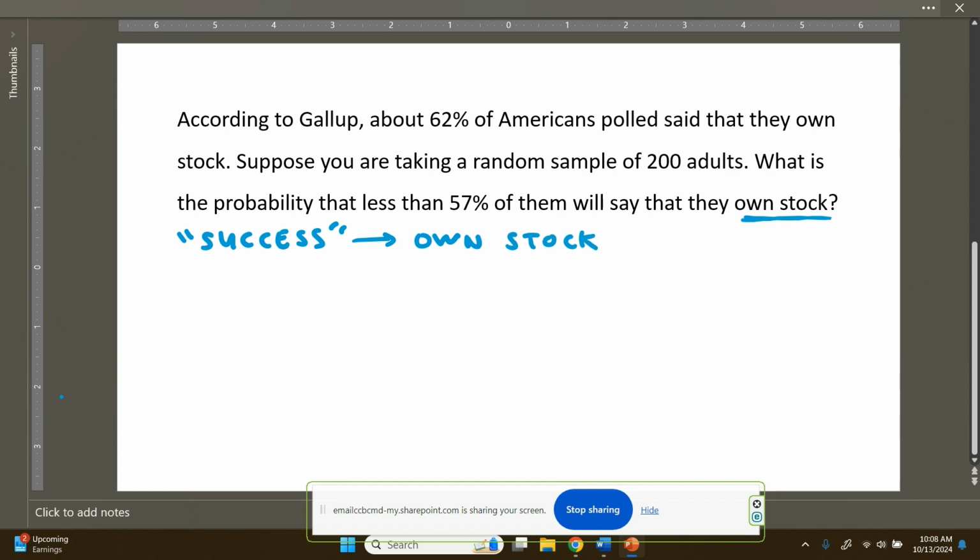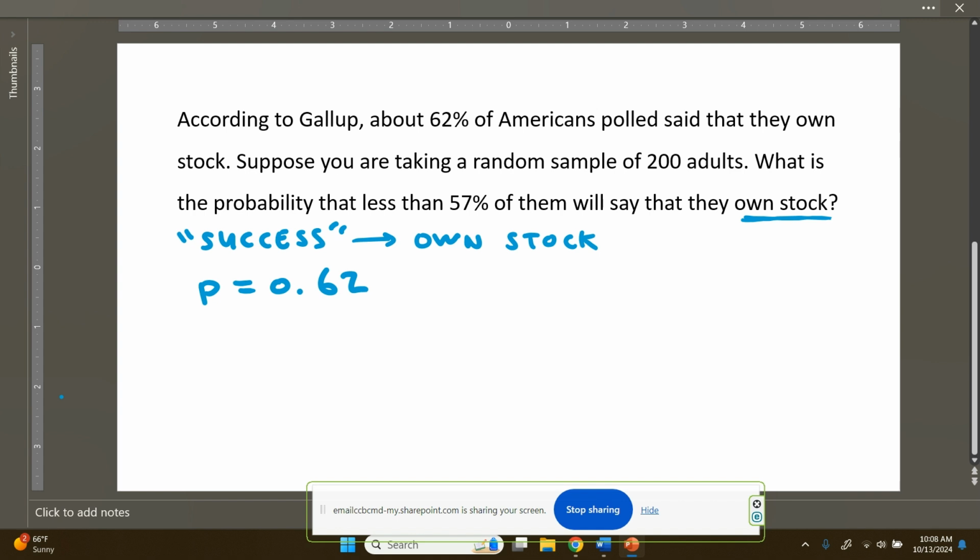Okay. I see a lot of information is given. I'm going to read over it again and see if I can organize it. I'm told by Gallup that 62% of people own stock in the U.S., or Americans own stock. So that's going to be my population proportion, 0.62. You can also think of that as a probability of a success.